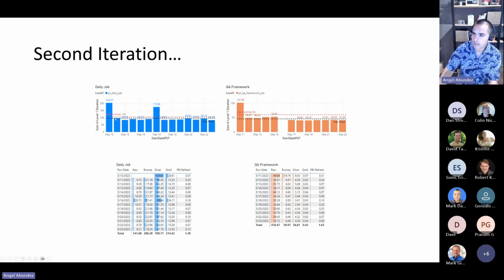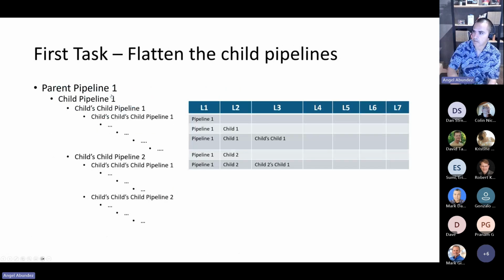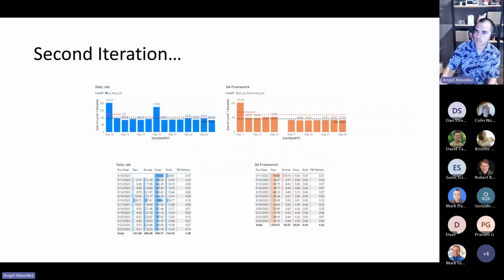And I set this up so that it was showing by day the duration of the parent pipeline, the level 1 pipeline. So going back to this graphic, I now had a way to discern what my level 1 pipeline was and what the timing was of the level 1 pipeline without knowing all the detail underneath it. So that helped me to get here.